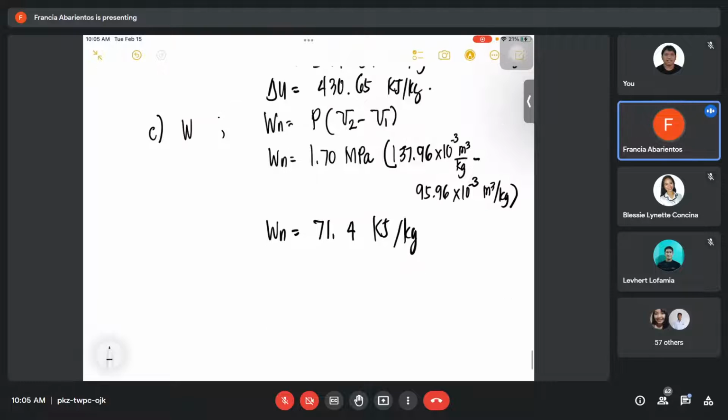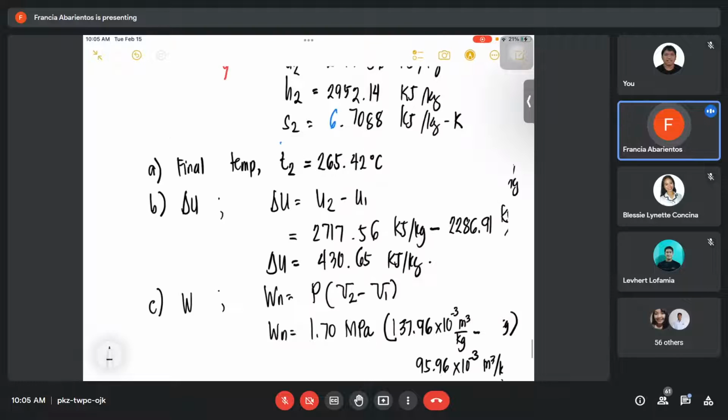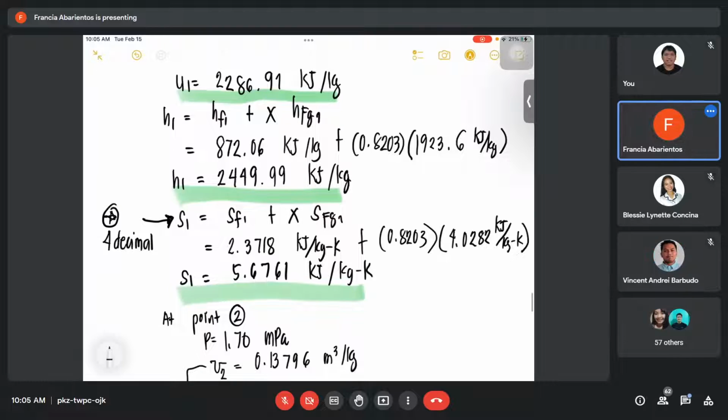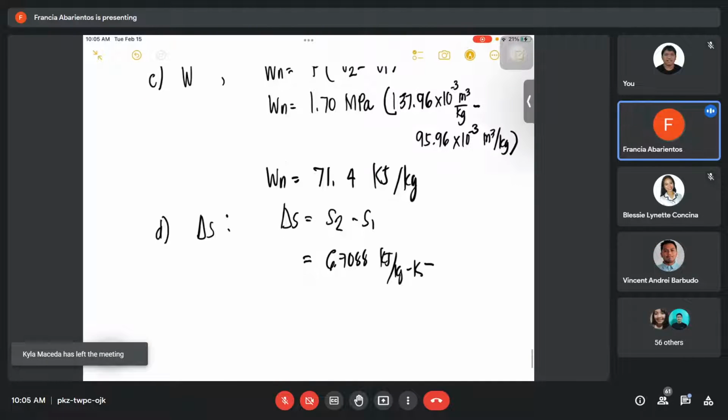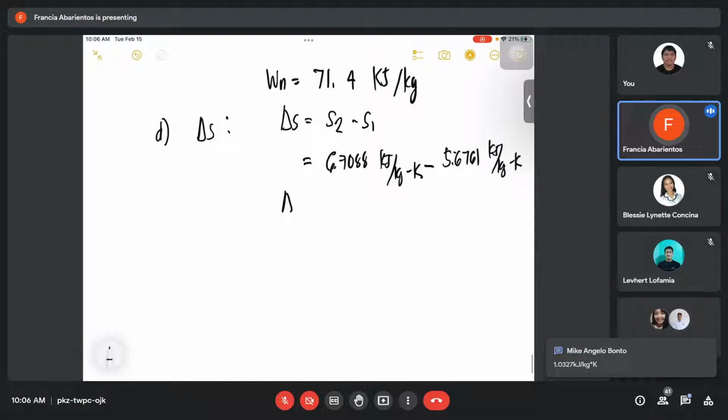That is letter C. How about in letter D? Constant pressure lang tayo, class ngayon. Letter D, what is the change in entropy? Entropy. So, we have the change in S, S2 minus S1. The entropy at point 2. Ayan, 6.7888 kilojoule per kilogram Kelvin. And the entropy at point 1, 5.67. Tama ba ako? 67, 61. Ayan. Oh, compute for the change in entropy.